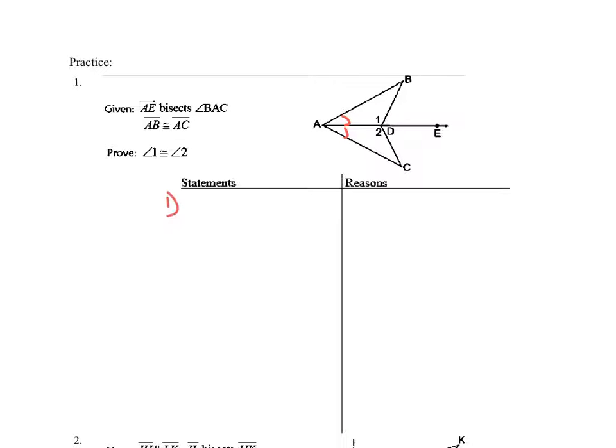Got to state the given, which is annoying. It'll never not be. And I can also state, because it's easy enough to account for here, AB and AC are congruent.